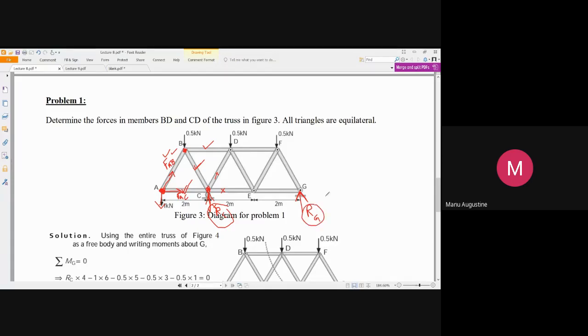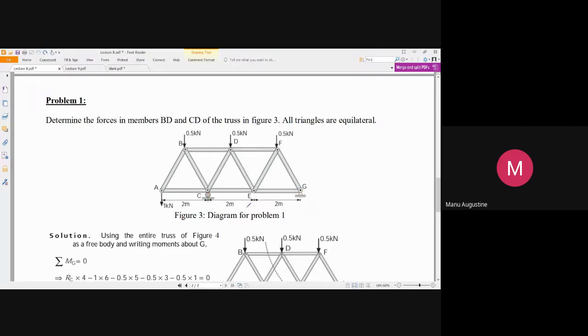Because if you do not find the reactions and just simply randomly start finding the forces, some of the forces you will be successfully able to find depending on the problem. But eventually you will come to a point when you will get stuck because the reaction force is unknown. So whether you are starting method of joints or method of sections, you should always remember that the reactions have to be found, or rather I should say they must be found before starting the analysis of anything.